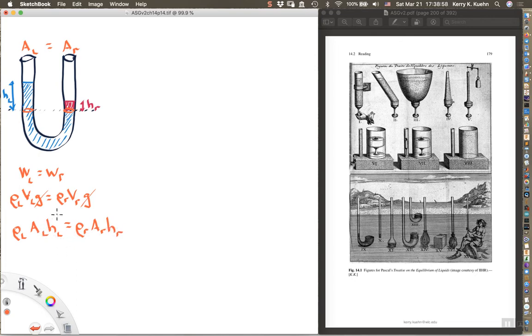And you can see, because the area on the left is equal to the area on the right, I can cancel out these right here. And so we find that density on the left times height on the left is equal to the density on the right times the height on the right. Or in other words, the ratio of the densities is going to give you a way of finding out the ratio of the heights.